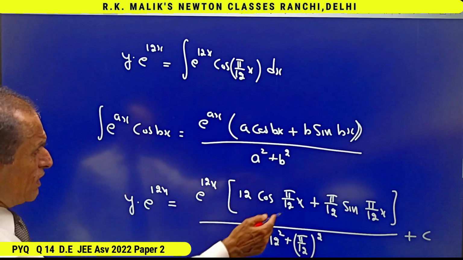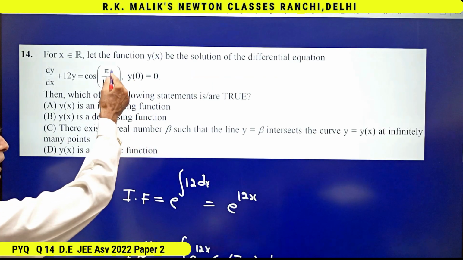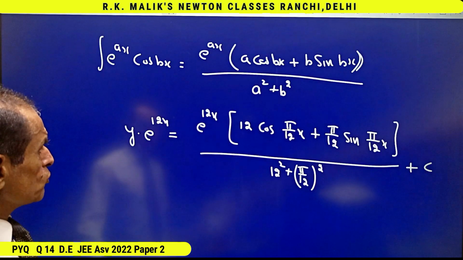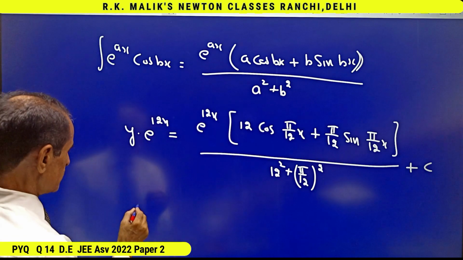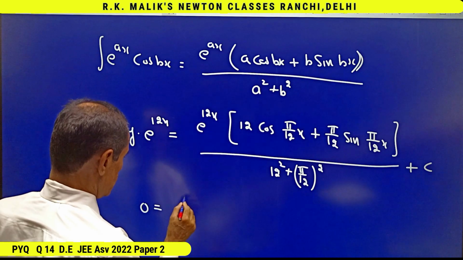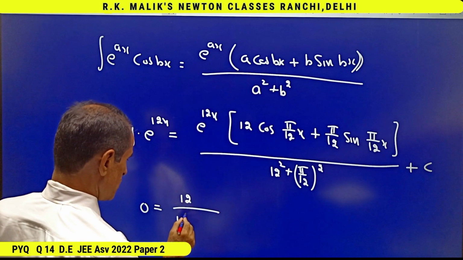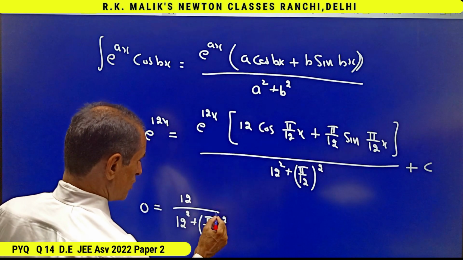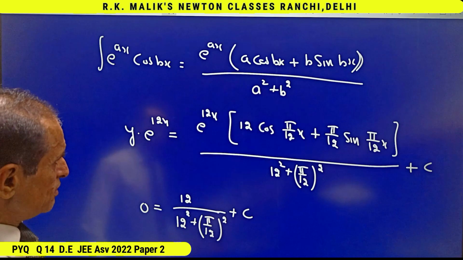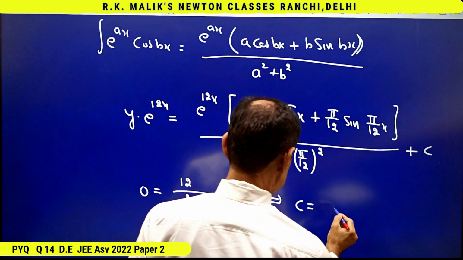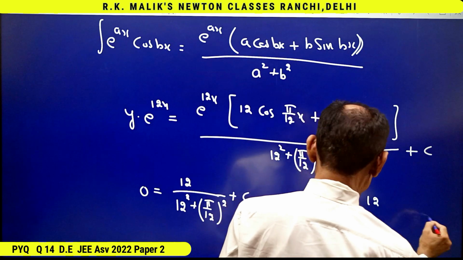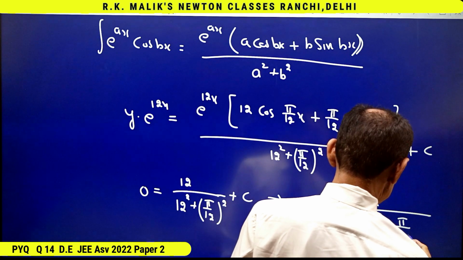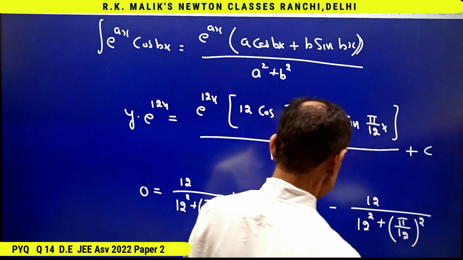plus c. To find the value of c, I'll be taking the help of this information that y0 equals 0. That is, for x equals 0, the value of y is 0. That is, I get 0 equal to 12 upon 12 square plus pi by 12 square plus c. That is, I get c equal to minus 12 upon 12 square plus pi by 12 whole square.